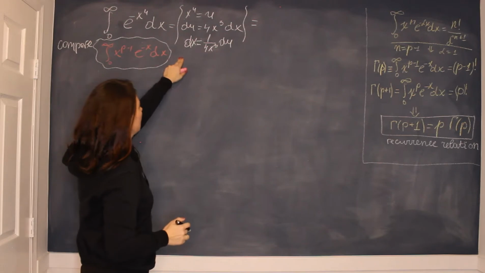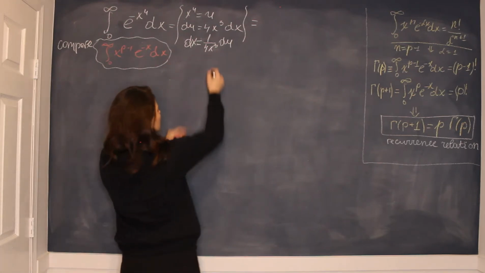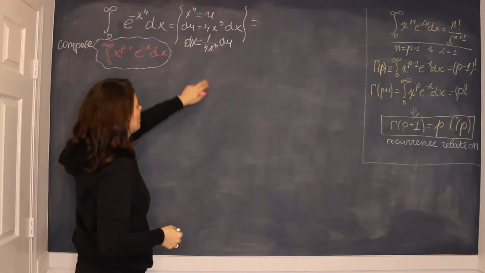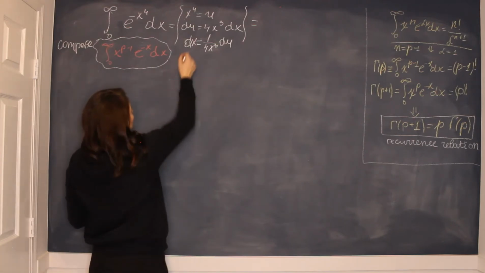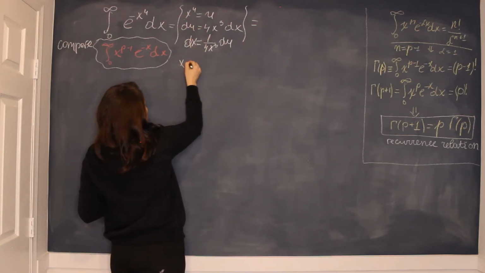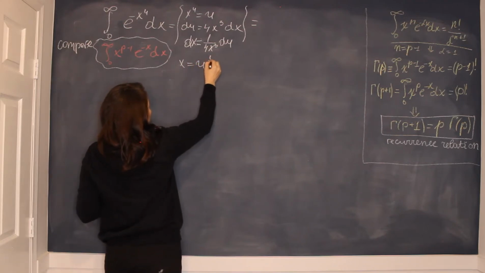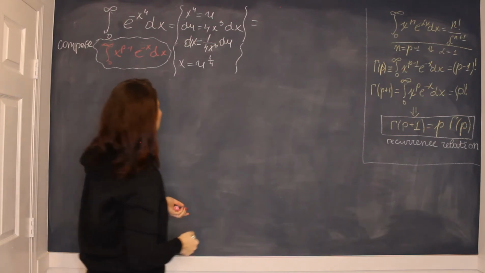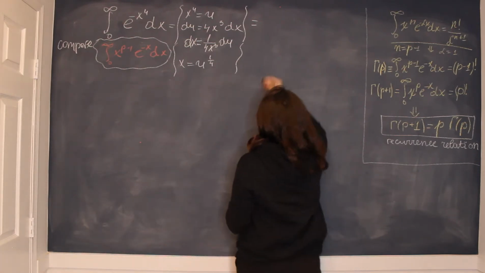Okay, so now we have our dx. Oh, but notice our x in here is still an x, and it needs to be in u. So we have to have x in terms of u, and we can get it from here. So x is u to the power of 1/4. So now we are ready to substitute, and we can get an expression like this.